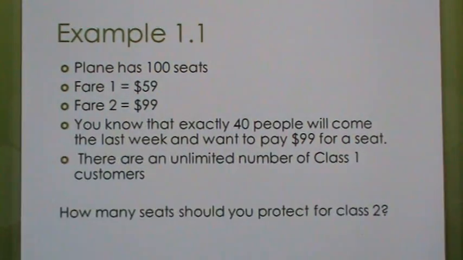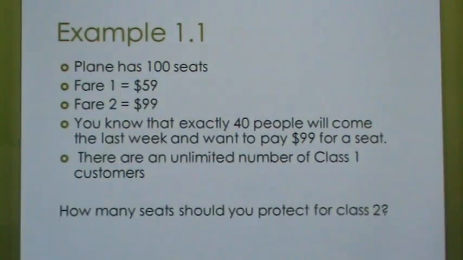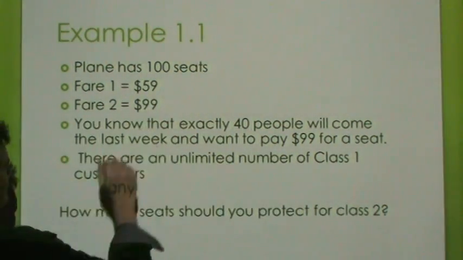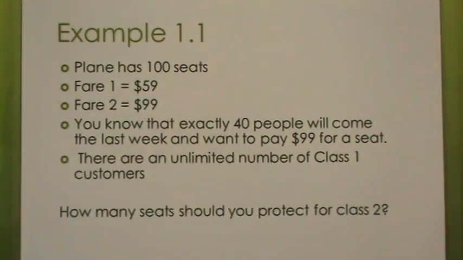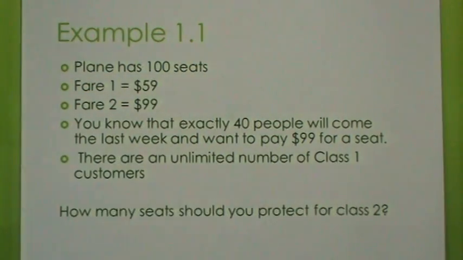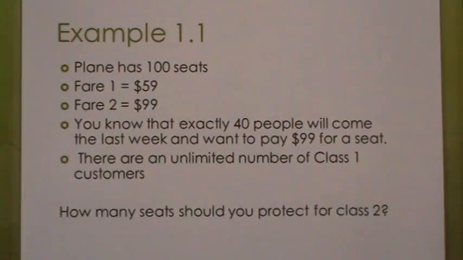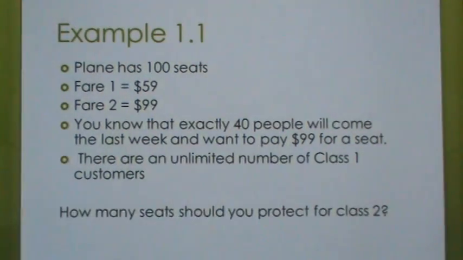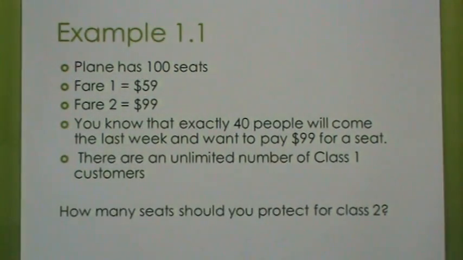The airplane has 100 seats. Fare 1 is $59, fare 2 is $99, just like before. And we know that exactly 40 people are going to come and pay $99 within the last week. And let's say also, there's an unlimited number of people who come and take the vacationing seats. So how many should we protect for class 2? Well, if we know it's exactly 40, we would protect exactly 40.